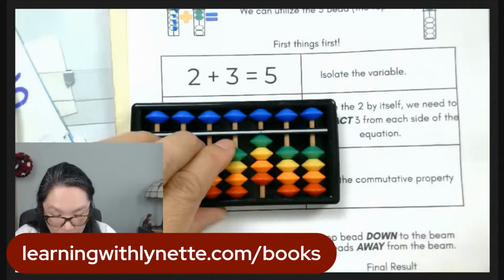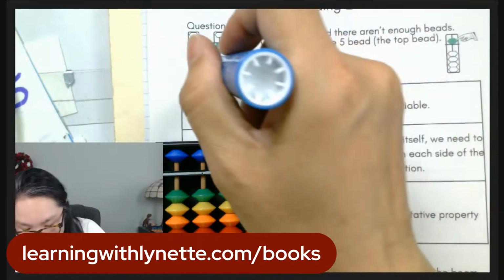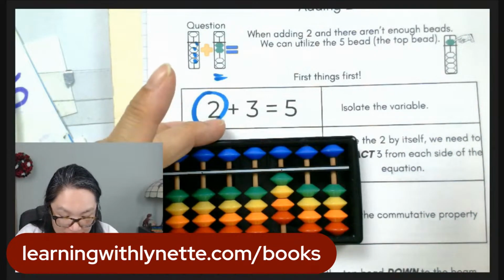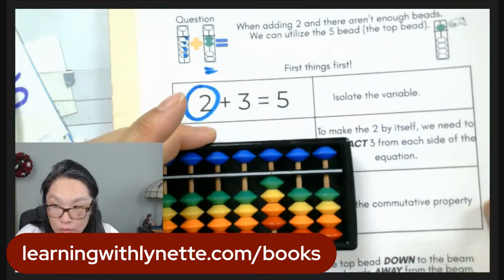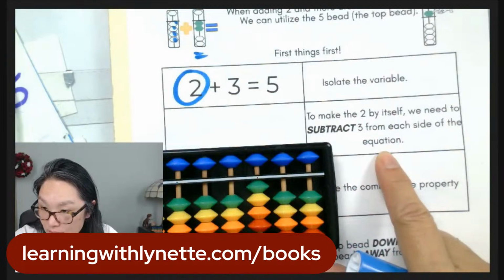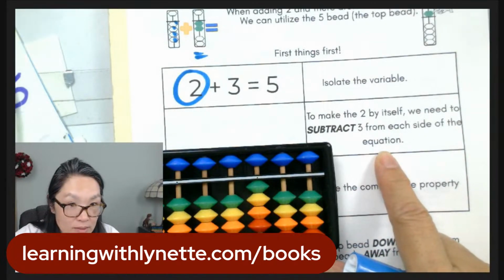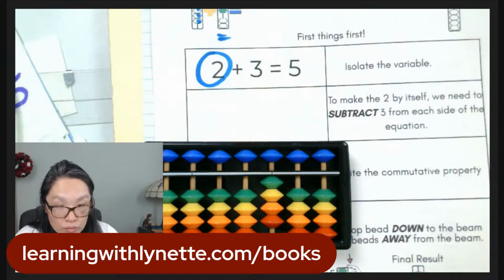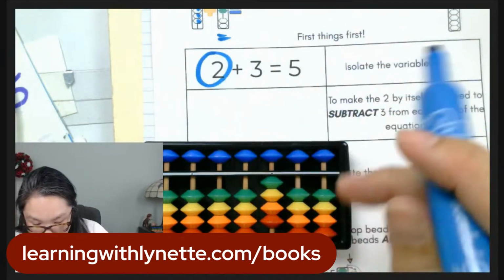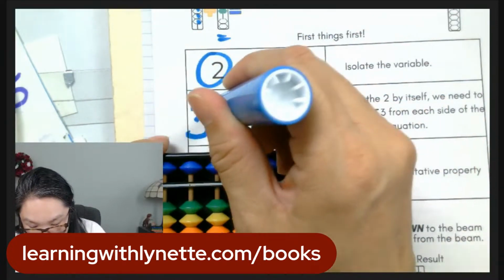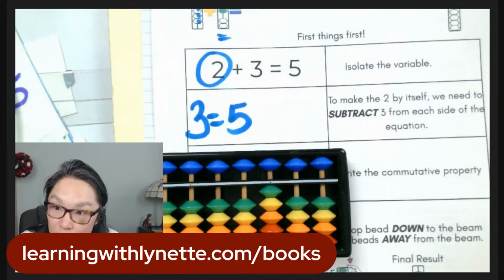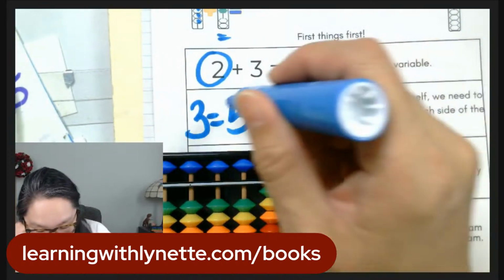What variable are we going to isolate? We're going to isolate the 2 because we need the 2. We need to make the 2 by itself. So what happens is we need to subtract 3 from each side. So that means I've got to rewrite my equation. I'm going to do 3 is equal to 5. Notice this is not balanced anymore. Because it's not balanced, how do we balance it?